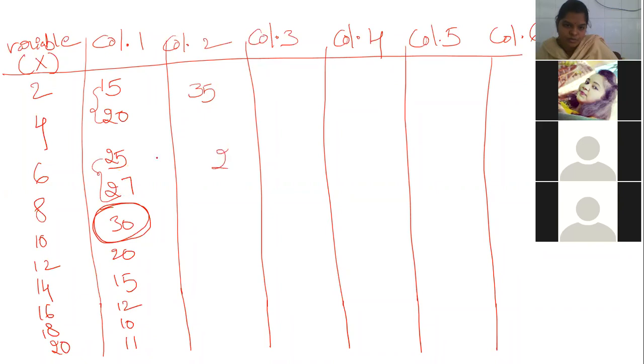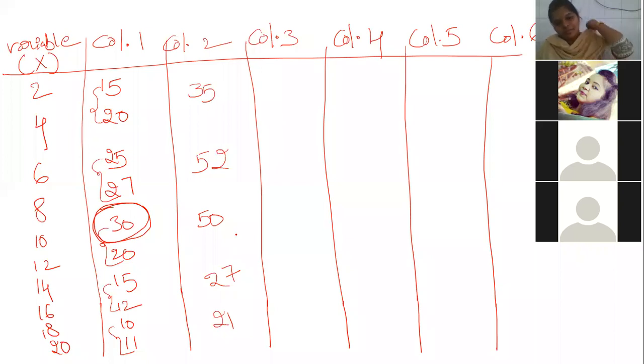Then 5 plus 2, 7. 1 plus 1, 2. Then 21, I think. Okay. Are you doing? Yes. Next. Which one is the highest frequency here? 52. You just round up this 52.